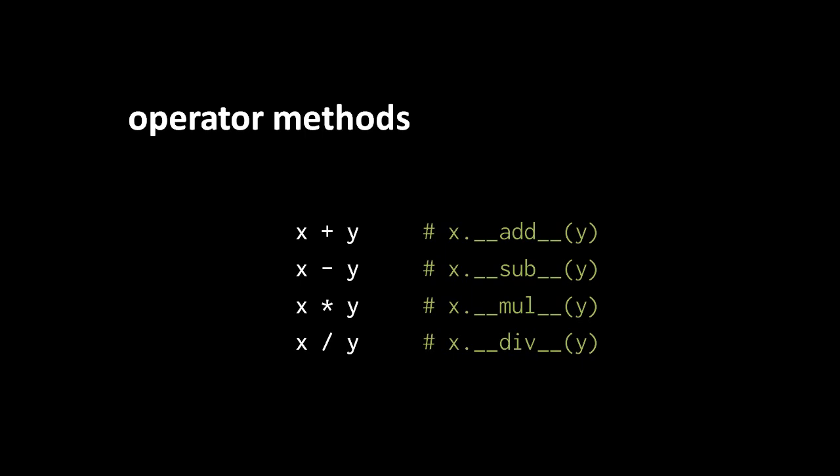Subtraction becomes sub, multiplication becomes mul, division becomes div. And the reason for the underscores is that Python has a convention whereby any attribute name which is generally not meant to be accessed directly, such names by convention start and end with 2 underscores. So the intention generally is that the add method here is not invoked directly, rather we invoke it by using the plus sign operator.